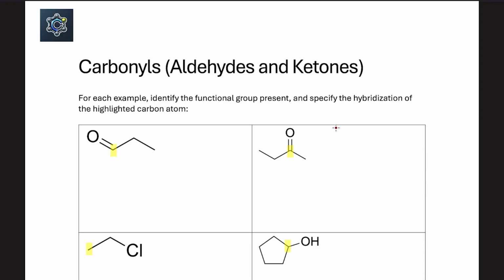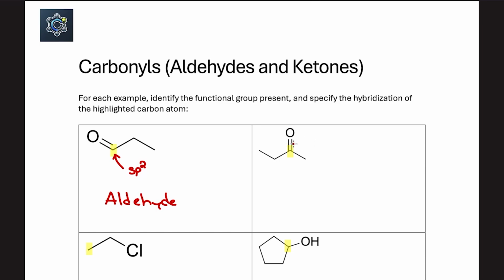And so the first question, we have a double bonded oxygen, so we know it's a carbonyl. The thing is that this double bonded oxygen is close to the end of the carbon chain. And so we can say that this is an aldehyde, right? End of the carbon chain, this is an aldehyde. And this highlighted carbon clearly has a double bond, and the rest are single bonds, meaning that this is sp2 hybridized.